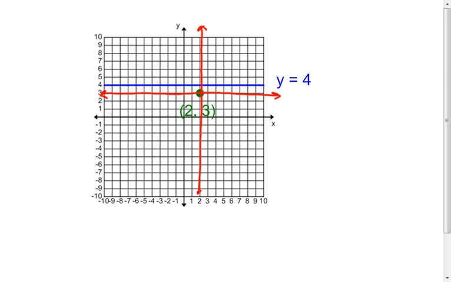Okay, so if you can kind of picture that, horizontal lines always have the equation y equals something. And if you look at this green dot right here, the y value is 3. So this will just simply be y equals 3. The vertical line that goes through that green dot: vertical lines always have the equation x equals some number. And in this case, if you look at the green dot, the x value is 2.